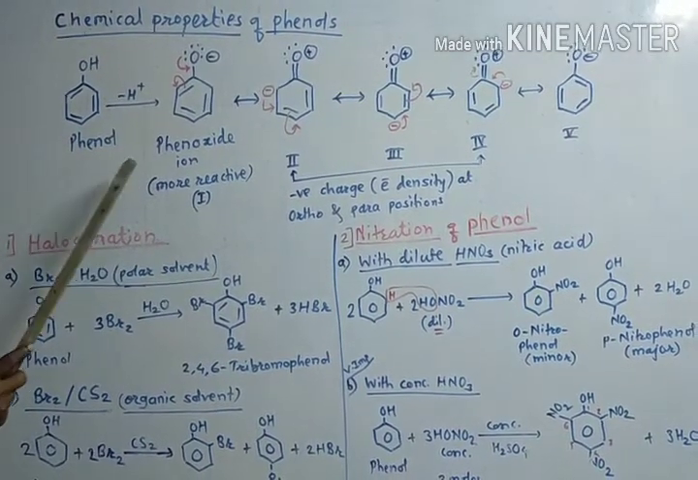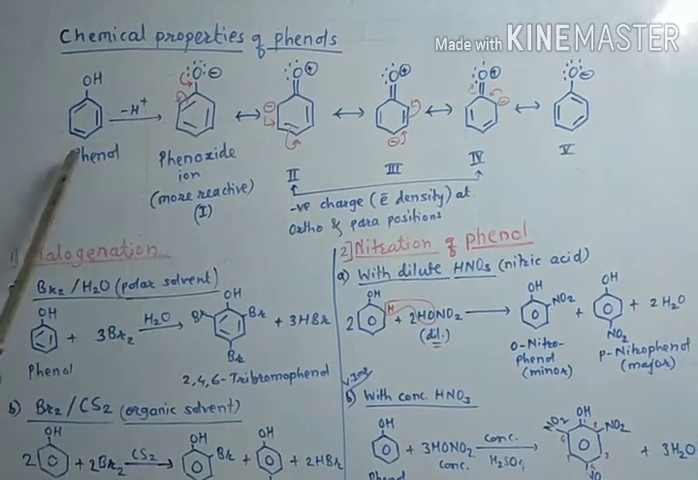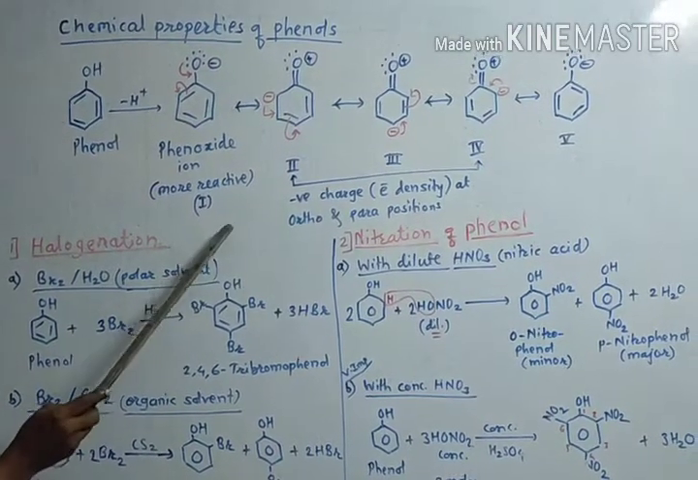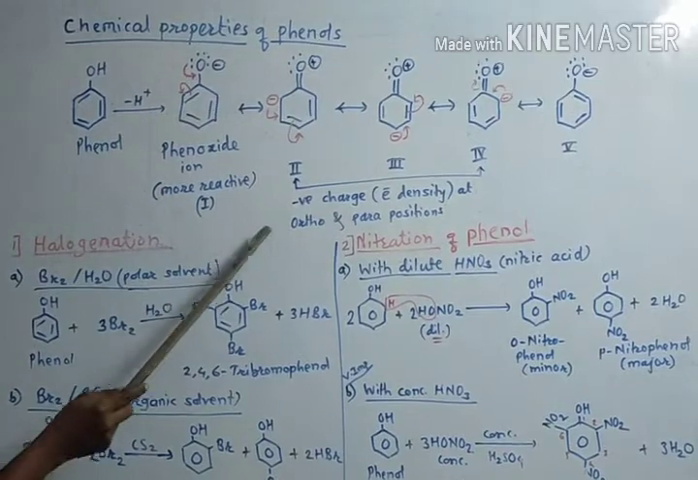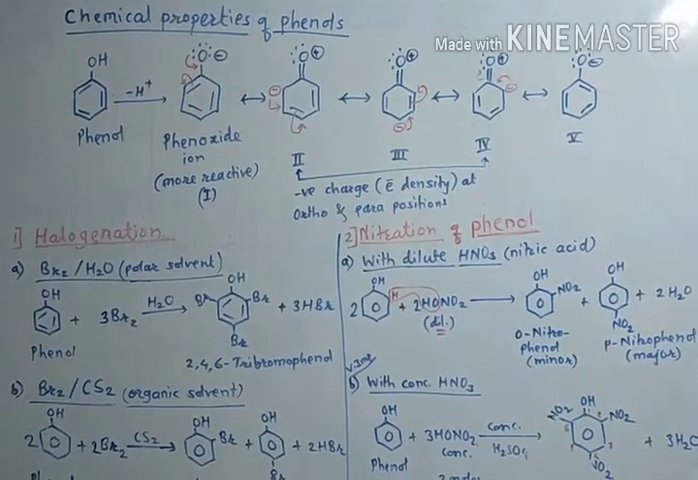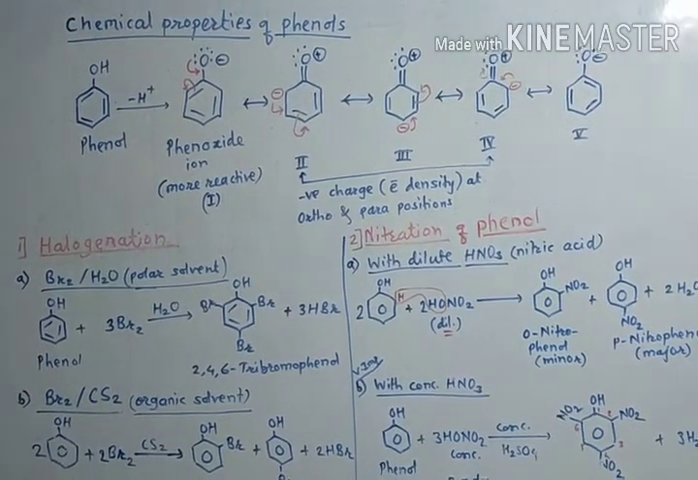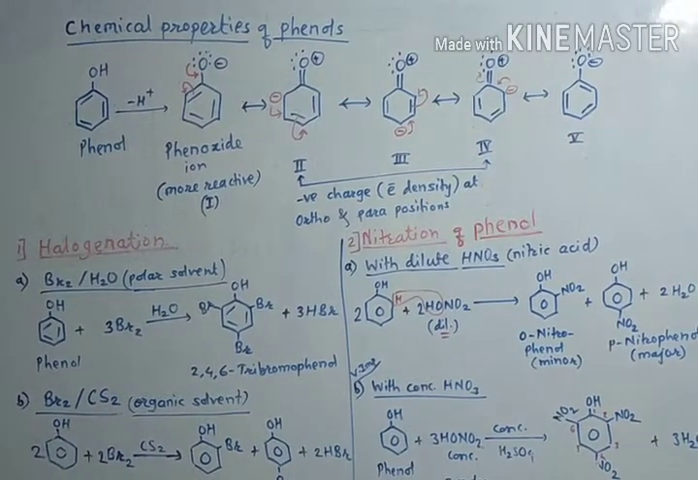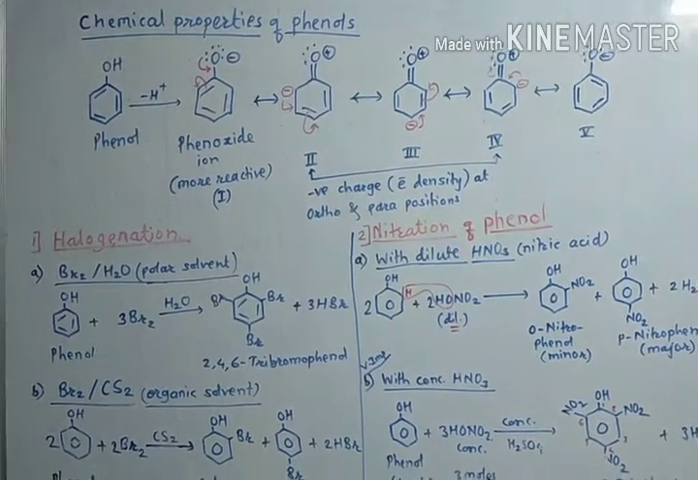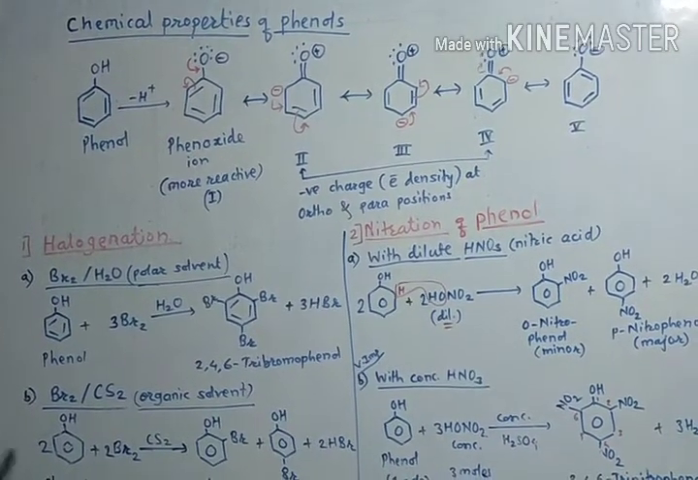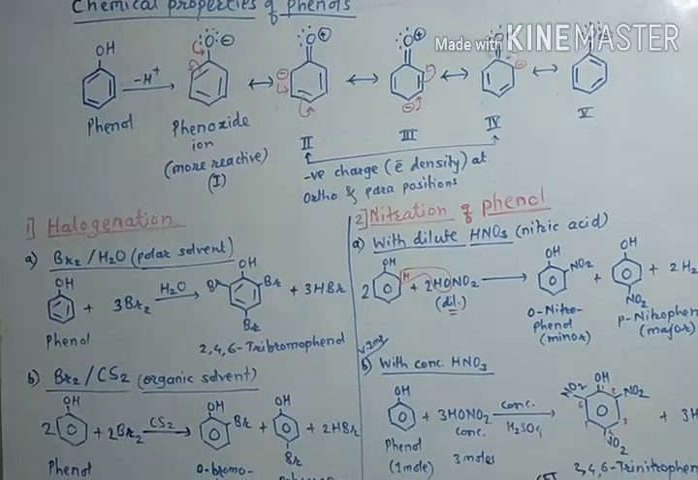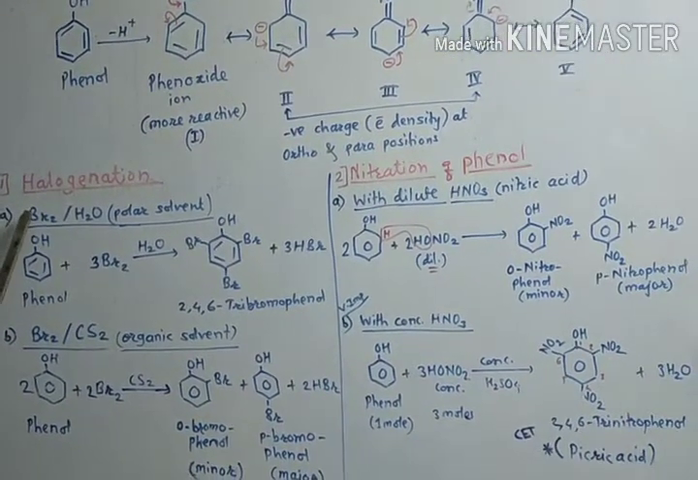So this phenoxide ion is more reactive than the phenol. So now see in the structure second, third and fourth, that negative charge is nothing but the electron density present at ortho and para position. So whatever reactions of phenol take place, there will be formation of the ortho derivative and the para derivative. Now we will see the first, halogenation.